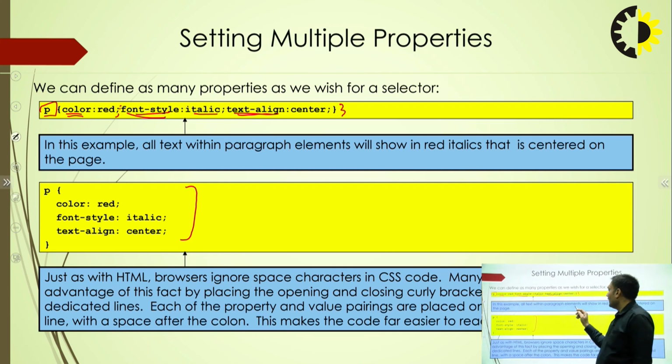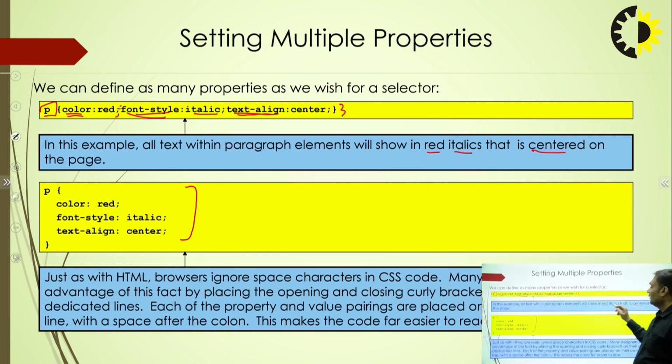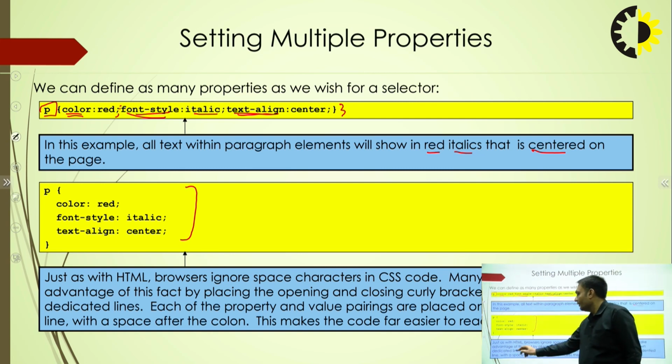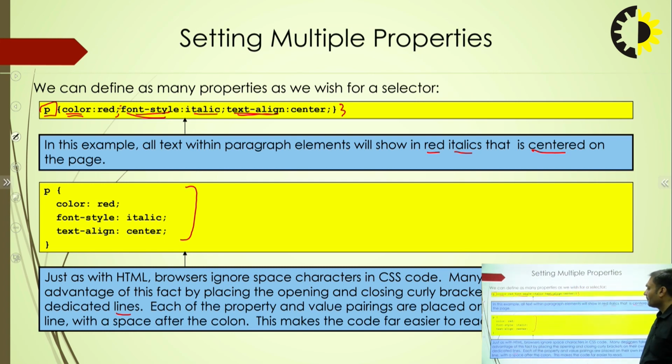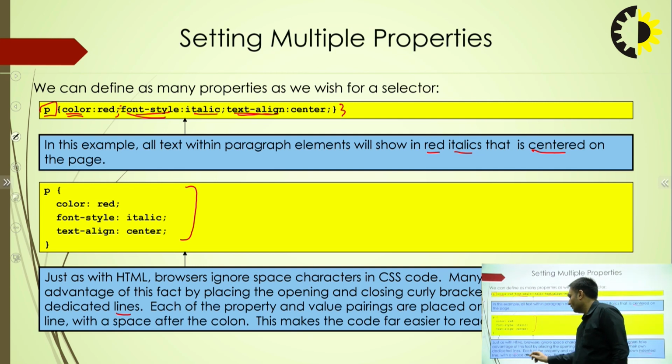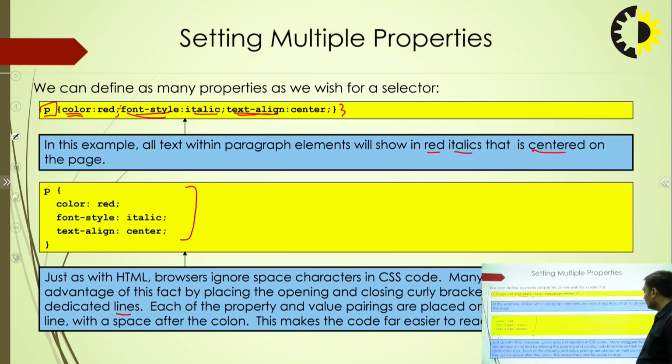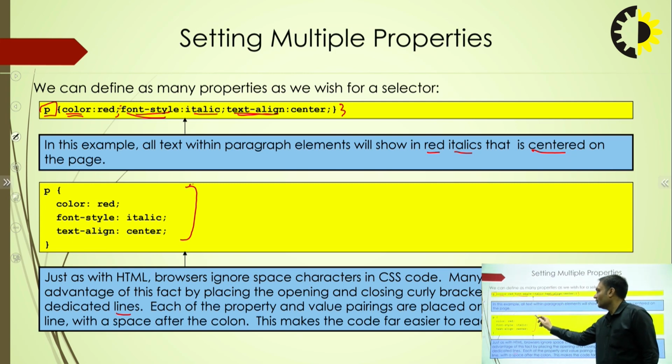So all the text with paragraph element will get red in color, italic in font style, and centered with text align. So just as with HTML, browsers ignore the space characters inside the CSS code. Many designers take advantage of this fact by placing the opening and closing curly braces on their own dedicated lines. So this is the benefit of writing the CSS rule, and each of the property and value pairings are placed on their own indented line with a space after the colon. This makes the code easier to read and easy to understand.